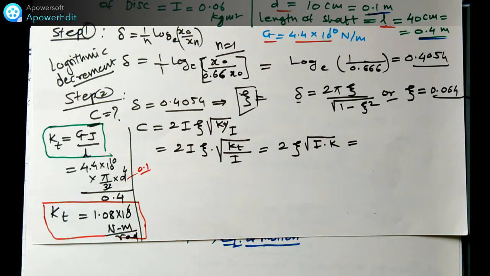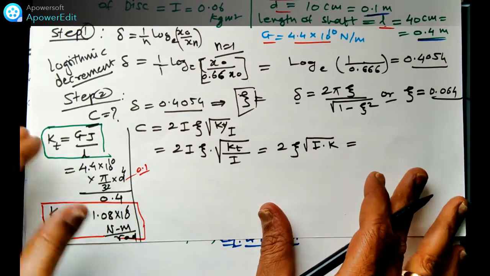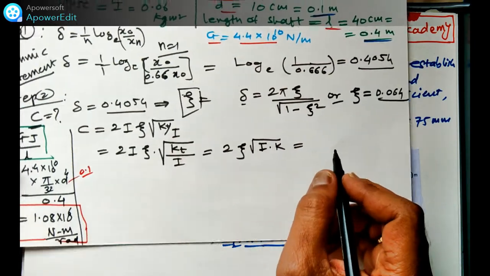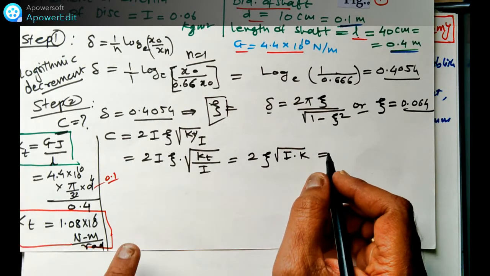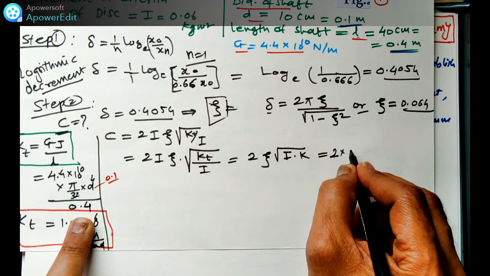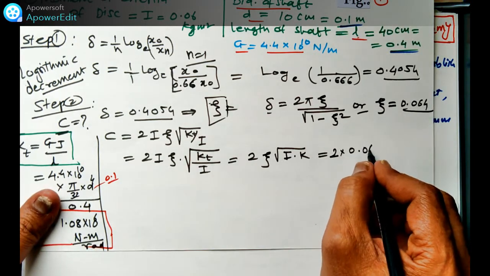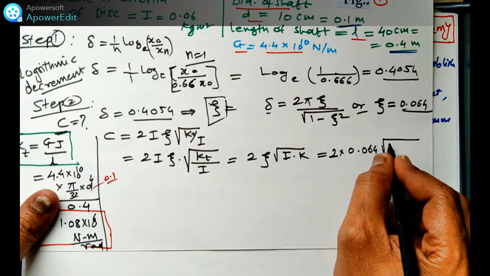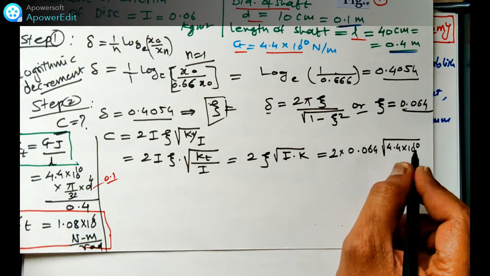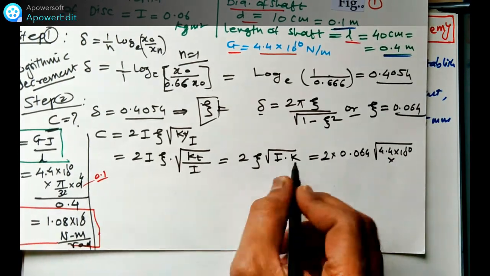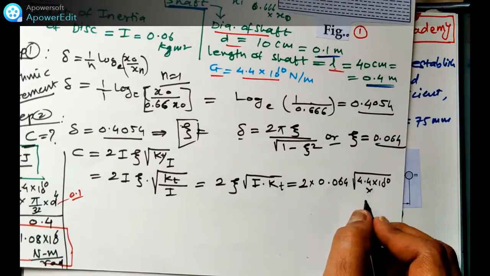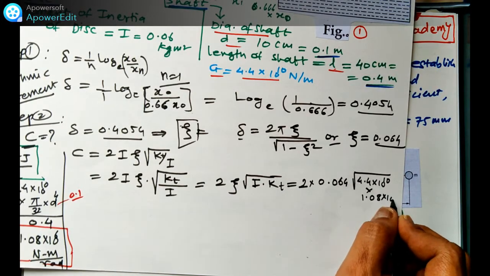Put in this equation the value of KT, and we will get the value of C directly. C becomes 2 into zeta. Zeta is how much? 0.064, inside the bracket 4.4 into I. Value of I is 4.4 into 10 raised to 10, into the value of K. Here K means KT. KT we just calculated, 1.08 into 10 raised to 6.